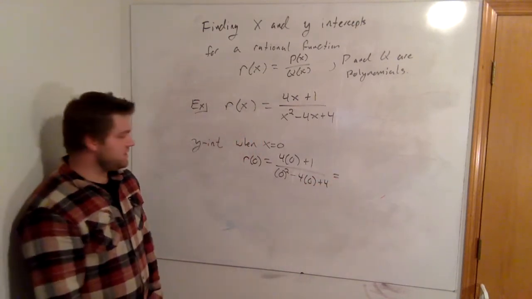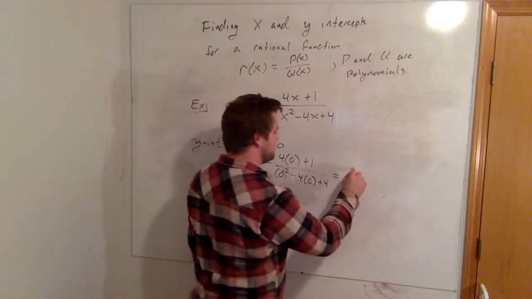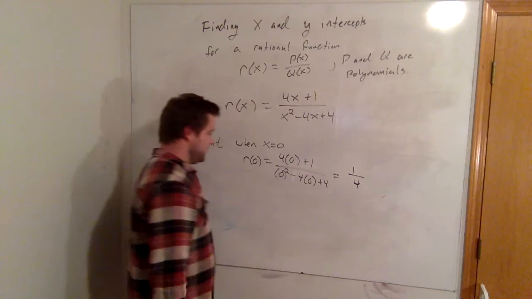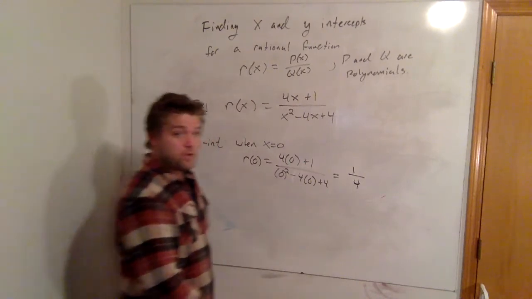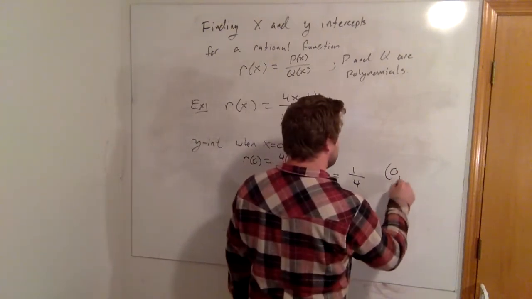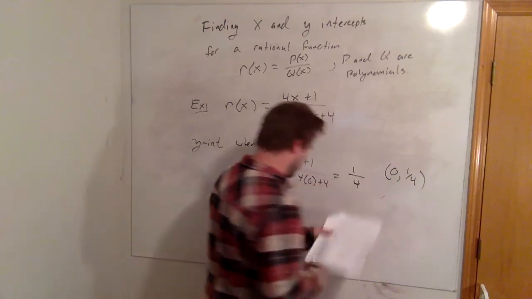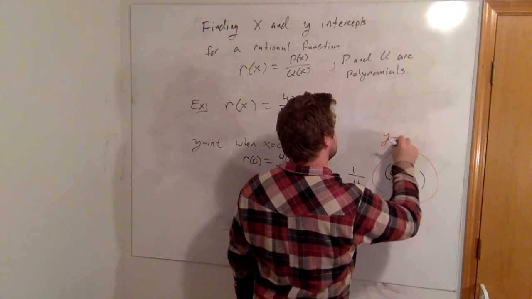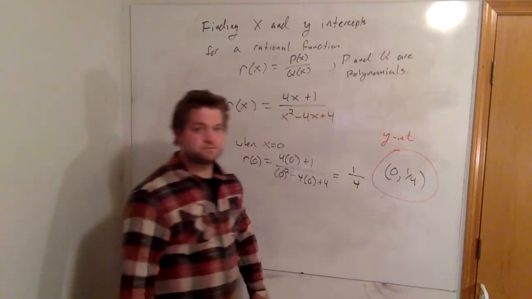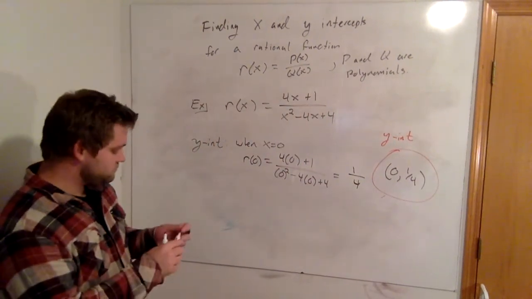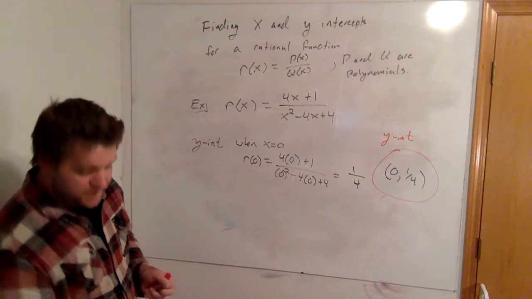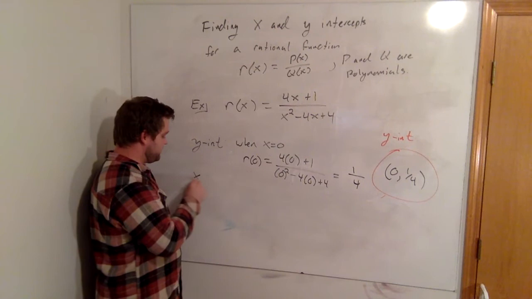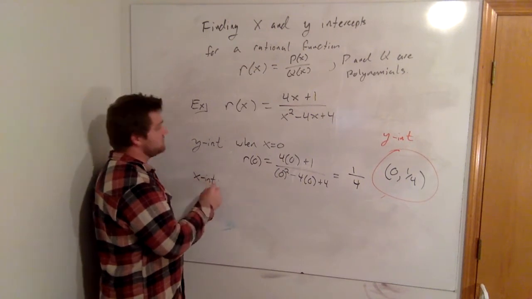So what are we going to get here? Well, in the numerator I'll just be left with 1, and in the denominator I'm just going to be left with 4. So we have our y-intercept. Our y-intercept here is (0, 1/4). This is our y-intercept. Beautiful. Let's go ahead and now find the x-intercept.